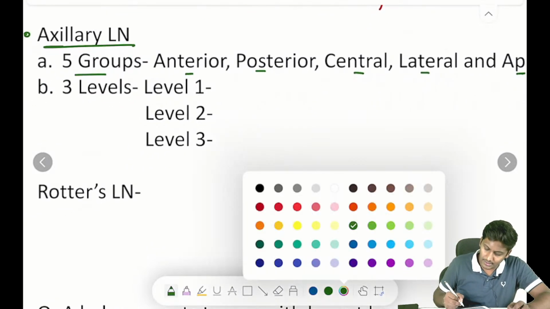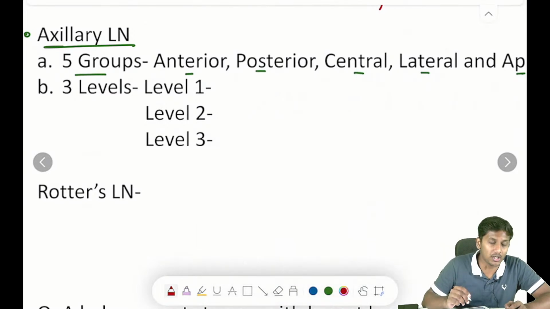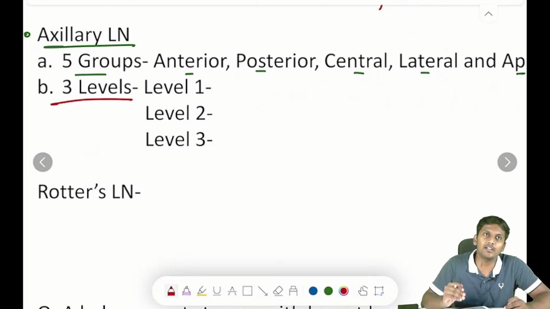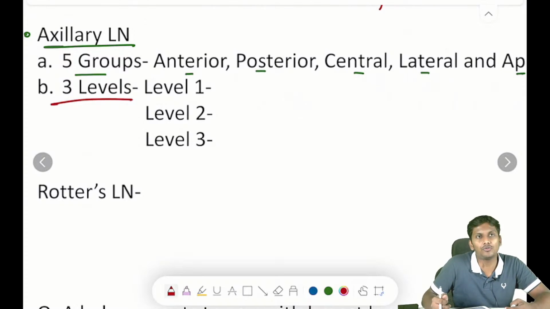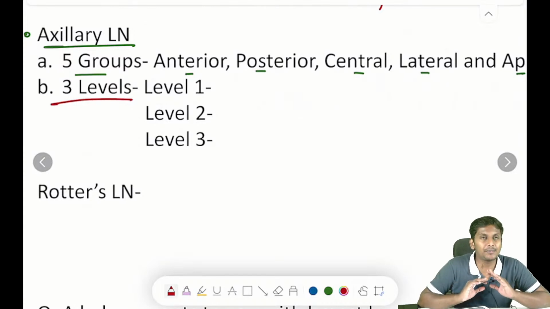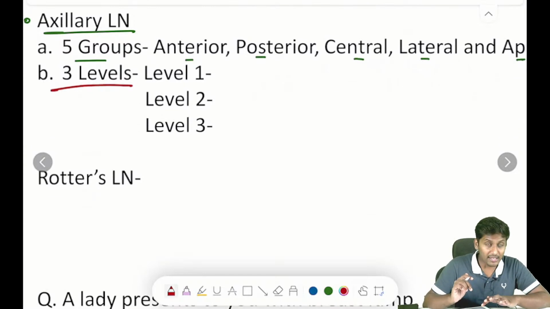Next important is, surgically we have to remember them for sure. Surgically they are divided into 3 levels. The reason is, in a case of breast cancer, when we have to remove these axillary lymph nodes, we have to understand which group of lymph nodes is involved and which has to be removed. Therefore, we have divided them surgically into 3 levels.